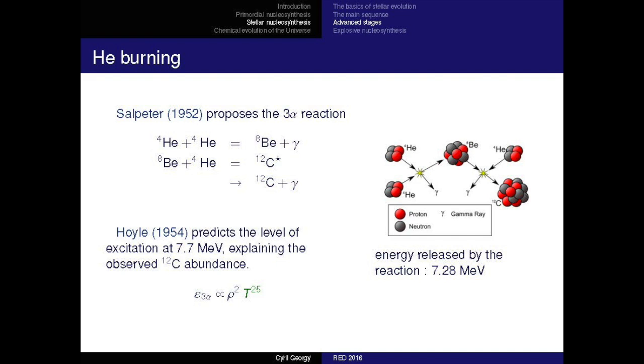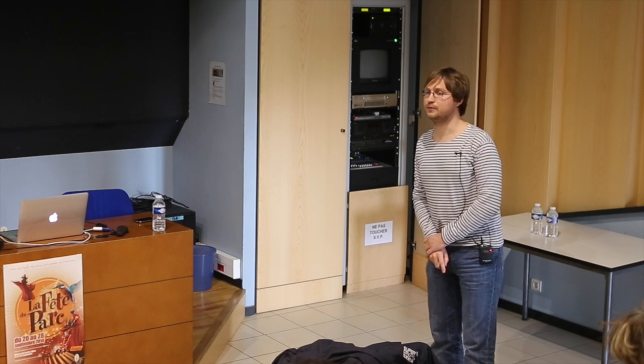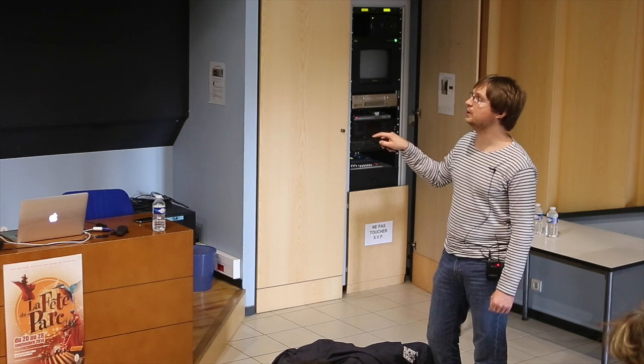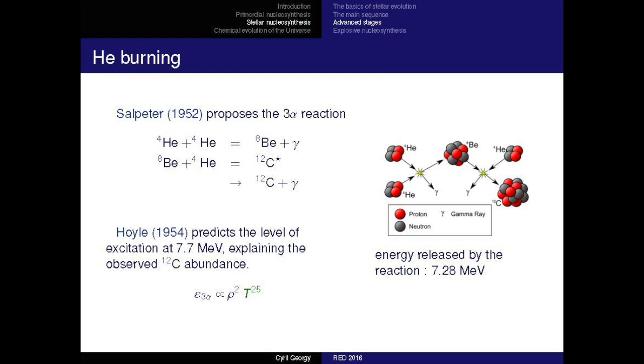The next burning phase, it took time for people to understand how stars can go through helium burning, because the only way to go to higher mass elements is to use the triple alpha reaction, and as we have discussed during the primordial nucleosynthesis, it's very hard to go through this kind of elements because their lifetime is extremely short. So to go through, you need to have a density that is high enough and a temperature that is high enough to allow this second reaction here, a capture of an alpha particle by the beryllium-8 that is faster than the disintegration rate of beryllium-8.